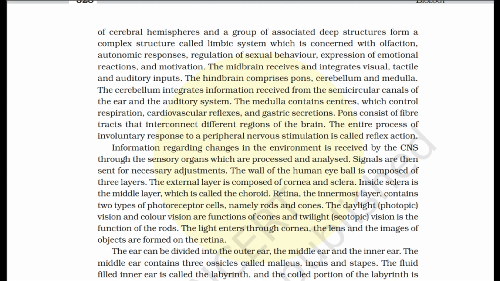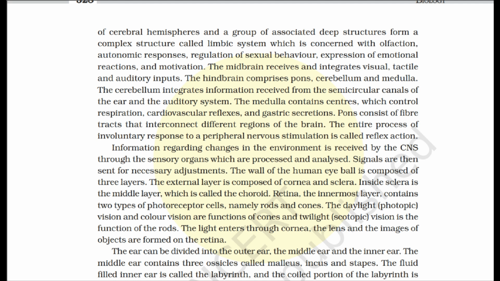The cerebellum integrates information received from the semicircular canals of the ear and the auditory system. The medulla contains centers, which control respiration, cardiovascular reflexes, and gastric secretions. Pons consist of fiber tracts that interconnect different regions of the brain. The entire process of involuntary response to a peripheral nervous stimulation is called reflex action. Information regarding changes in the environment is received by the CNS through the sensory organs, which are processed and analyzed. Signals are then sent for necessary adjustments.